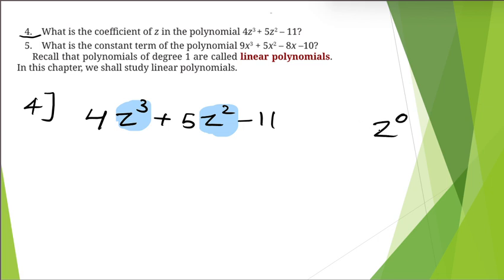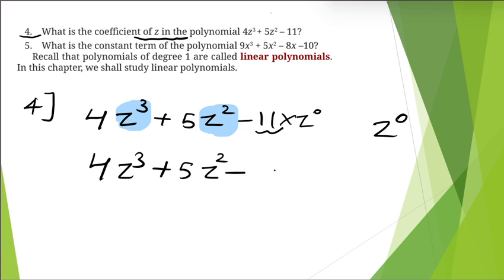So the constant term is 11 only, because 11 into z to the power 0 will be 11. What they are asking here is the coefficient of z. Since we don't have a z term, we can write it as 0 into z, like 4z cube plus 5z square plus 0 into z minus 11 into z to the power 0. Z to the power 0 is 1 only. If you are getting confused, no need to even take that; you can just take it as minus 11 itself.